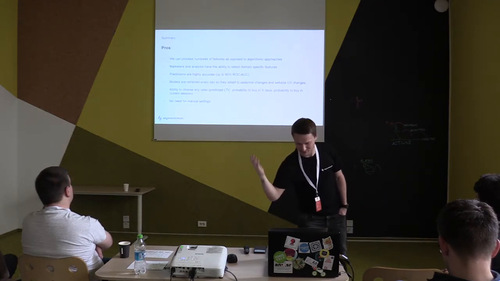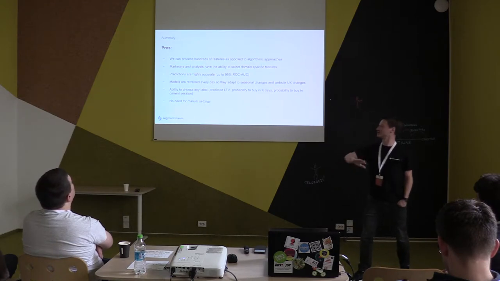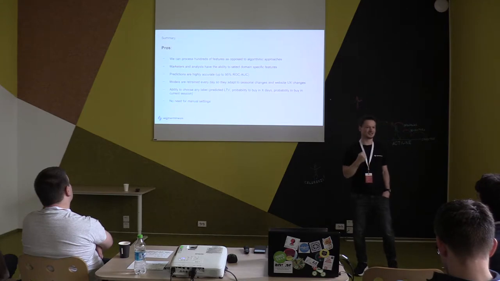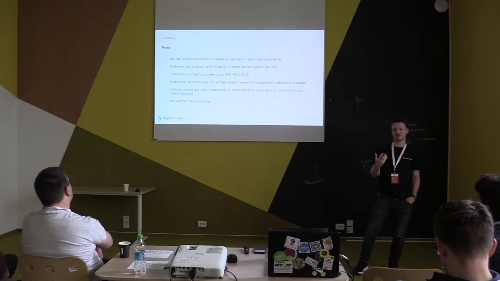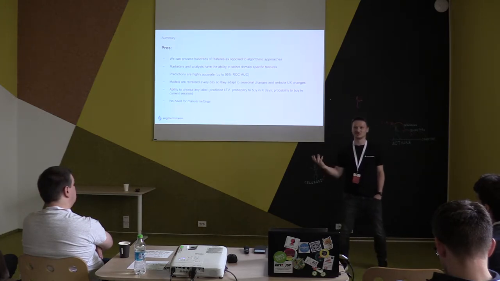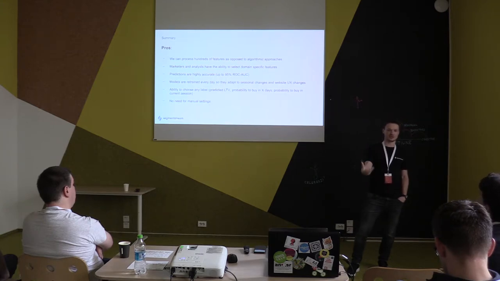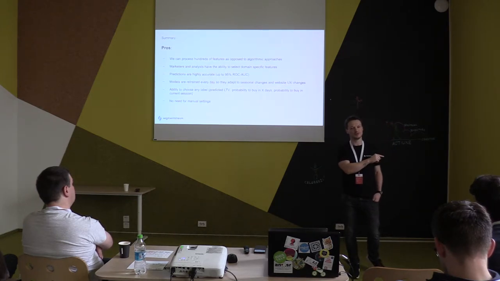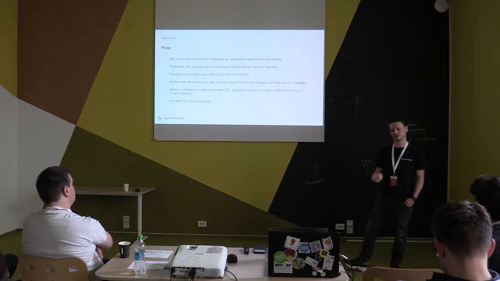So I'm finalizing my speech with pros and cons of this approach. Pros. First, you can process hundreds and thousands of different features and micro conversions, which is not possible when you do it as a human being, when you define algorithmic approaches. Second, marketers, analysts and business owners can define their own features they would like to use because they have domain specific knowledge. For example, I can decide that viewing the contact page might be an important feature. Let's use this feature for our machine learning as well. And machine learning will show you whether it's actually important or not.